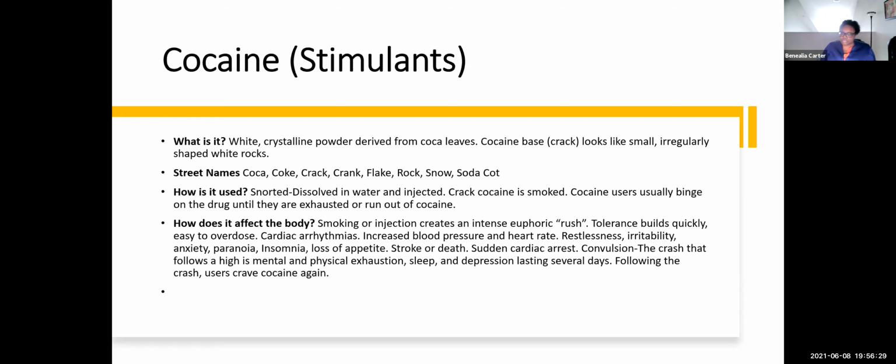Cocaine is a crystallized powder from the coca leaf. Isn't it interesting that cocaine, Coca-Cola, coffee all start with CO? Very easy to remember where it's derived from, coca. And yes, in soda products, cocaine was a part of the recipe when they first came out. We're talking about over a century ago. Street names, of course, are coca, cocaine, coke, crack, crank, flake. Some of the other ones are booger sugar, that seems to be a popular one too. Rock, snow, soda cot.